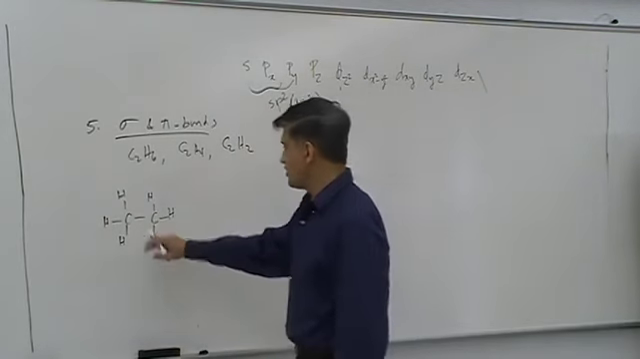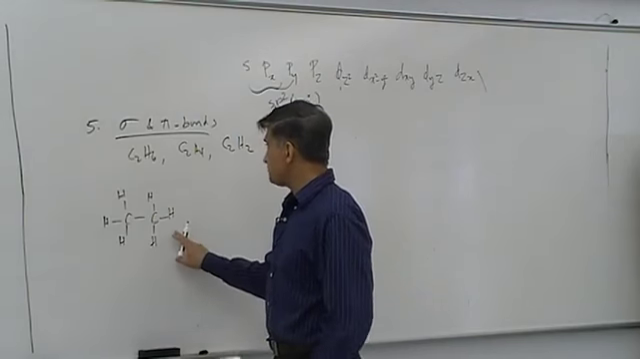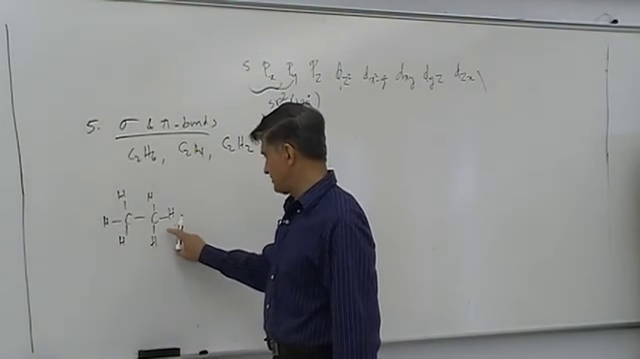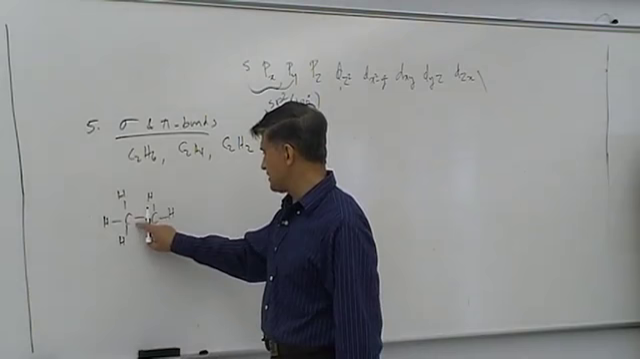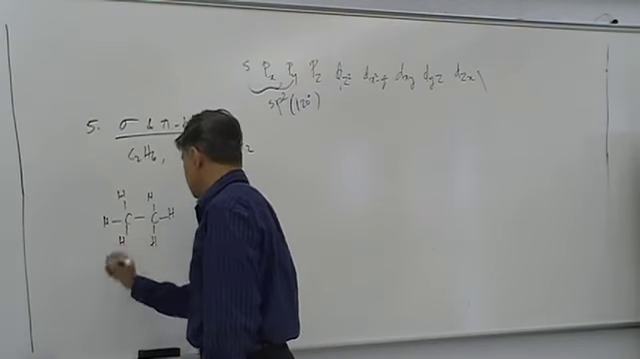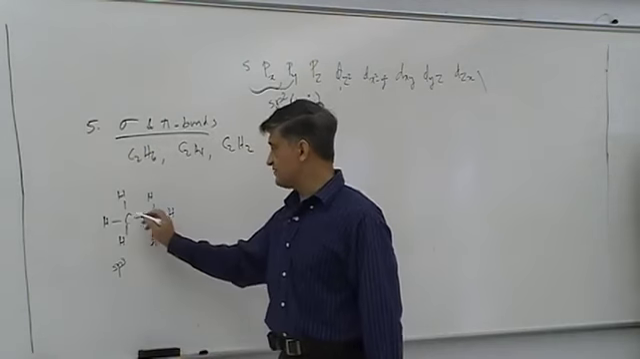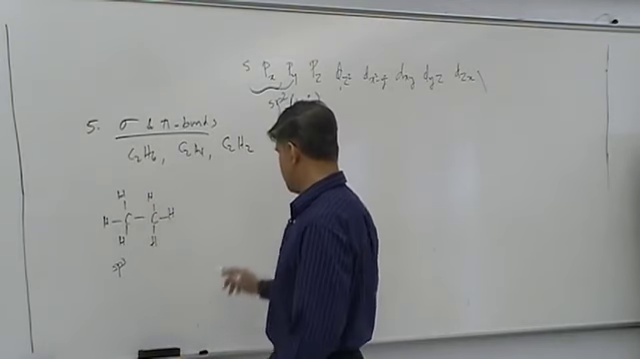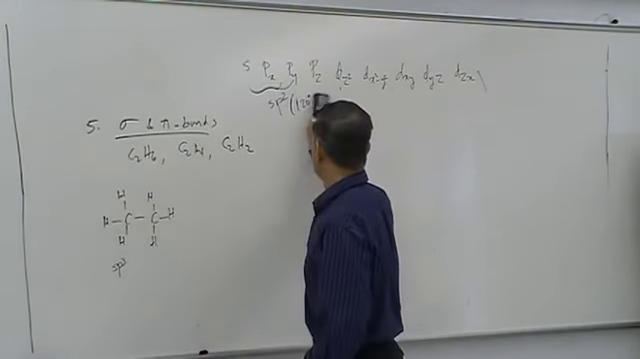Each carbon has 4 bonds. And the question is how many sigma bonds we have here. Each of these is made up of sigma bonds because the hybridization is sp3. Remember sp3, 4 pairs of electrons, so we need sp3 hybridization for 4 pairs of electrons.